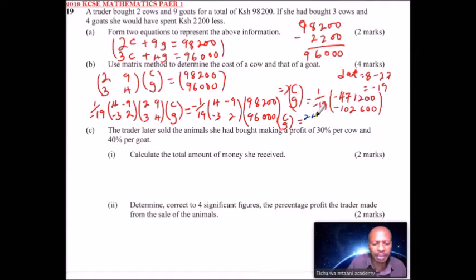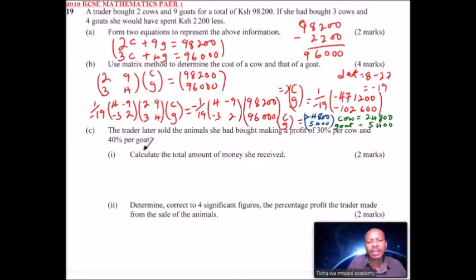We should get 24,800, and the other one you get 5,400. You use your calculator. So it means the cow was going for 24,800. Then we have the goat was going for 5,400. So that's how you do that. So we go to part C.